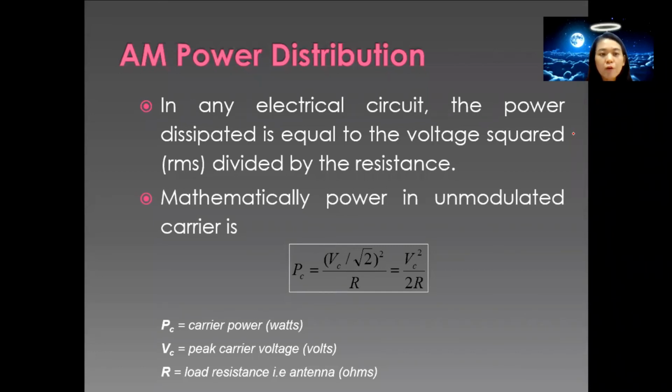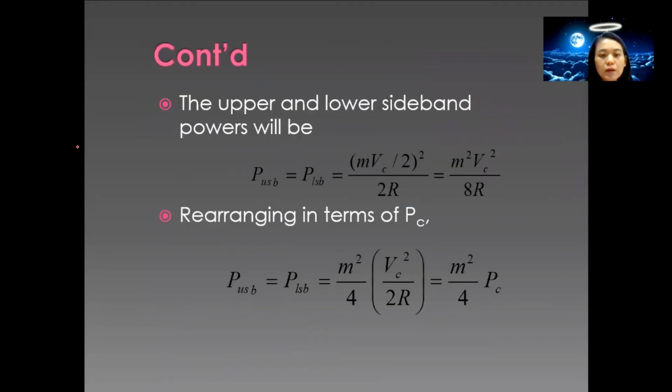Now we recall our AM power distribution formulas. The power of the unmodulated carrier, PC, is equal to (VC divided by square root of 2) squared divided by R, which gives VC squared divided by 2R. This is the formula for the unmodulated carrier power. Then we recall that the upper and lower sideband power is this formula: P USB equals P LSB equals (M VC divided by 2) squared divided by 2R, which is also equal to M squared VC squared divided by 8R.